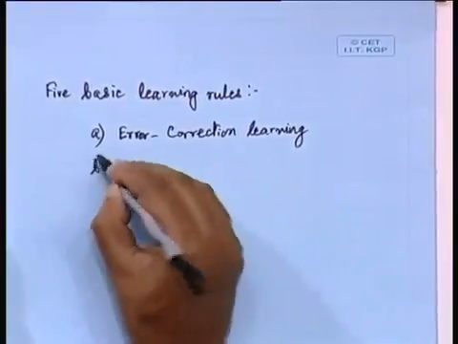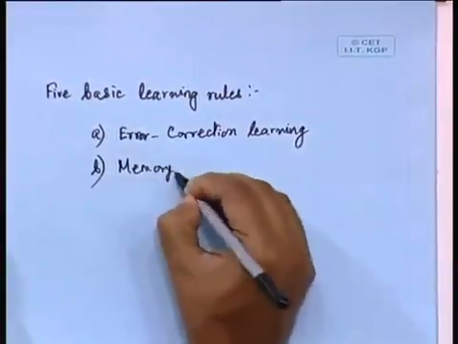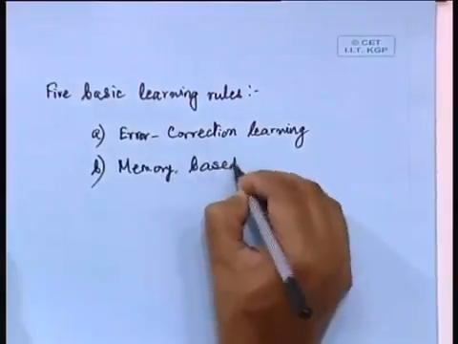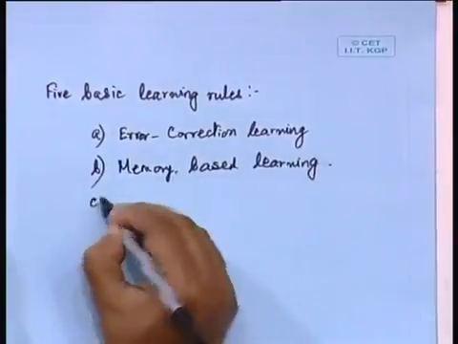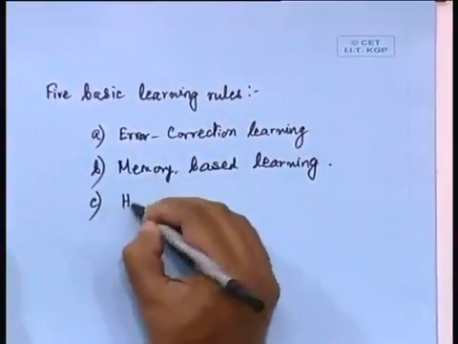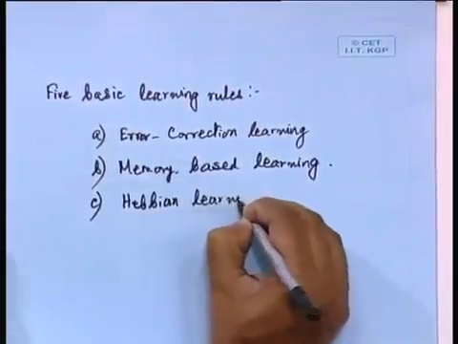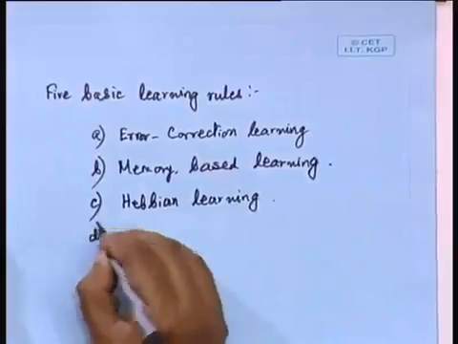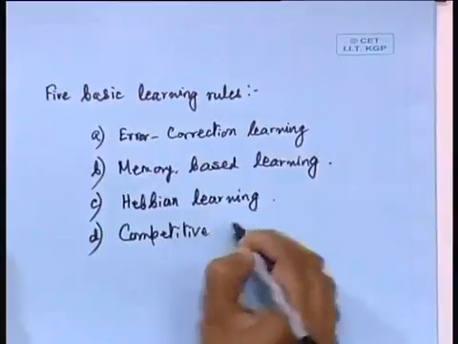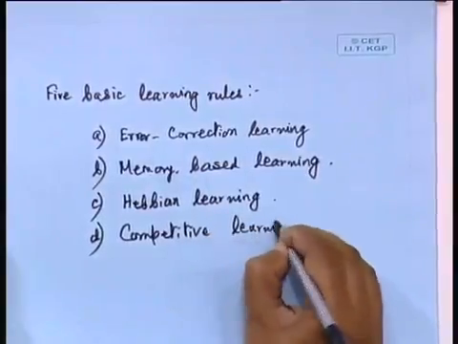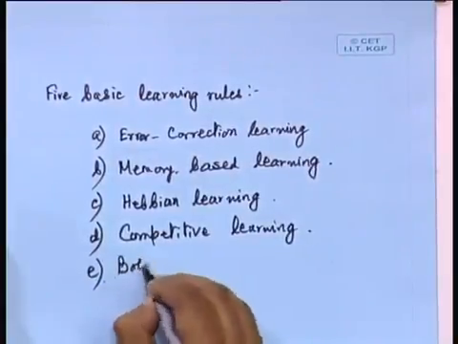The second that we are going to consider is the memory based learning. The third category is the Hebbian learning. The fourth category is competitive learning. And the fifth and the final category is Boltzmann learning.